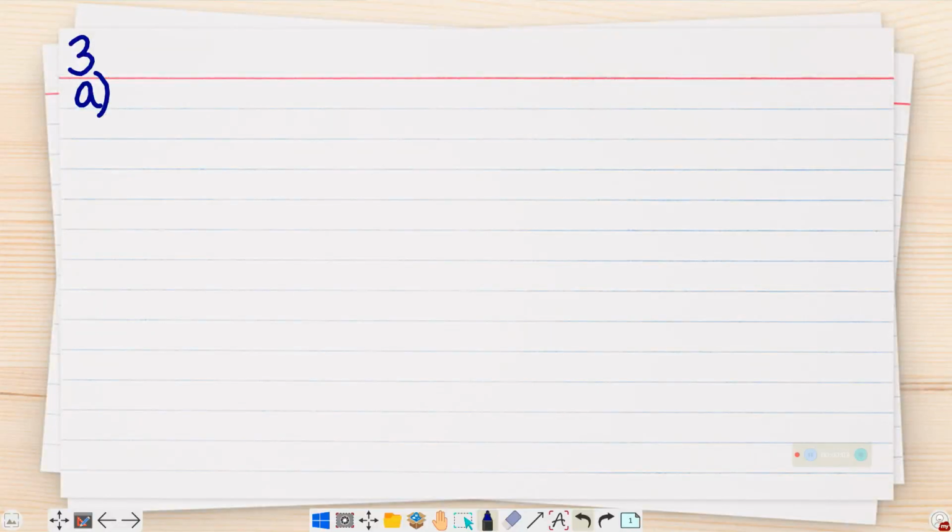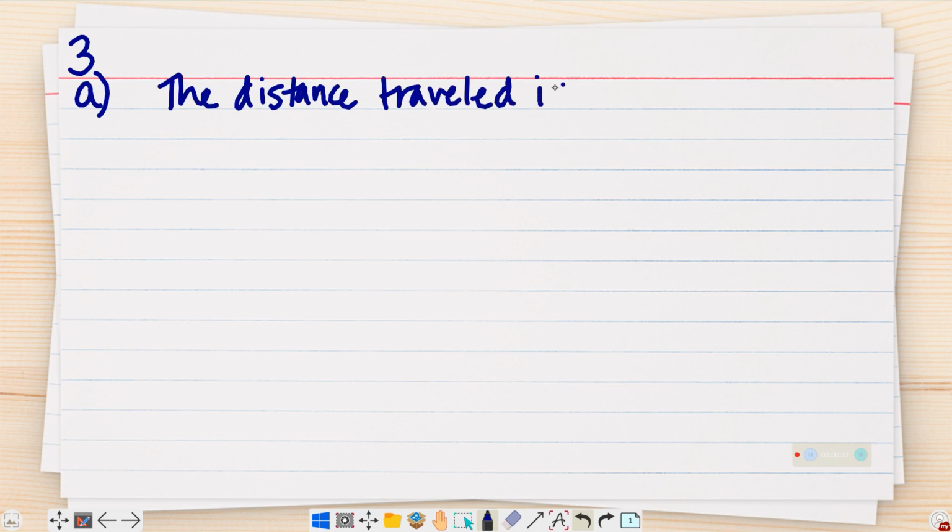A linear function has the table of values below. It gives the number of miles a car travels over a given number of hours. A. Describe the function in words. The distance traveled is a function of hours.